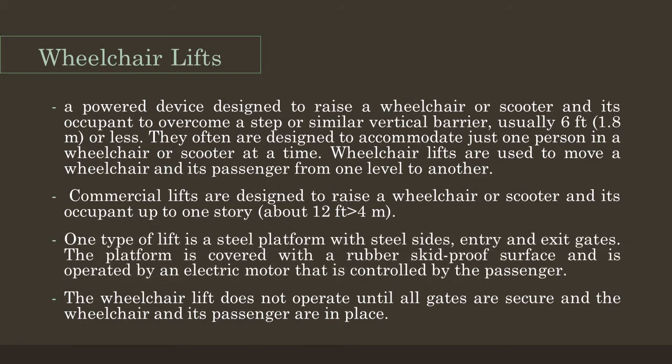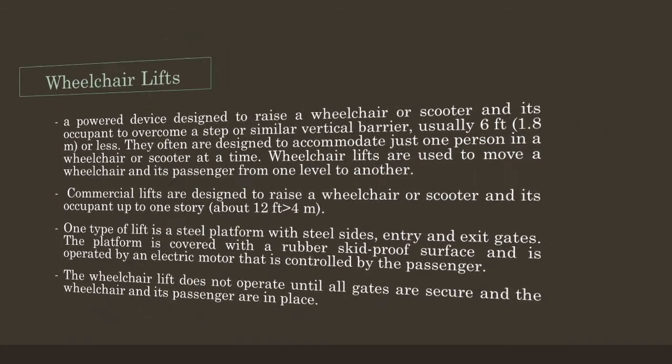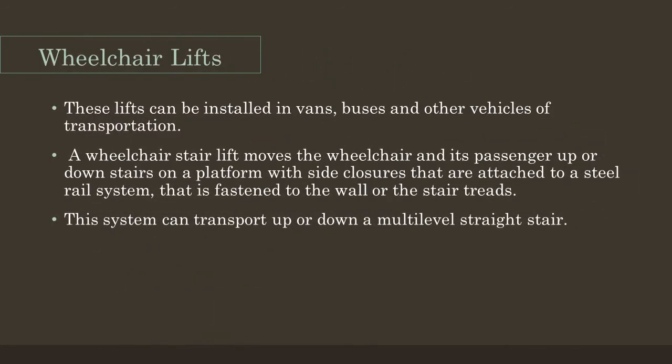One type of lift is a steel platform with steel sides, entry and exit gates. The platform is covered with a rubber skid-proof surface and is operated by an electric motor that is controlled by the passenger. The wheelchair lift does not operate until all gates are secure and the wheelchair and its passenger are in place. This lift can be installed in vans, buses, and other vehicles of transportation.